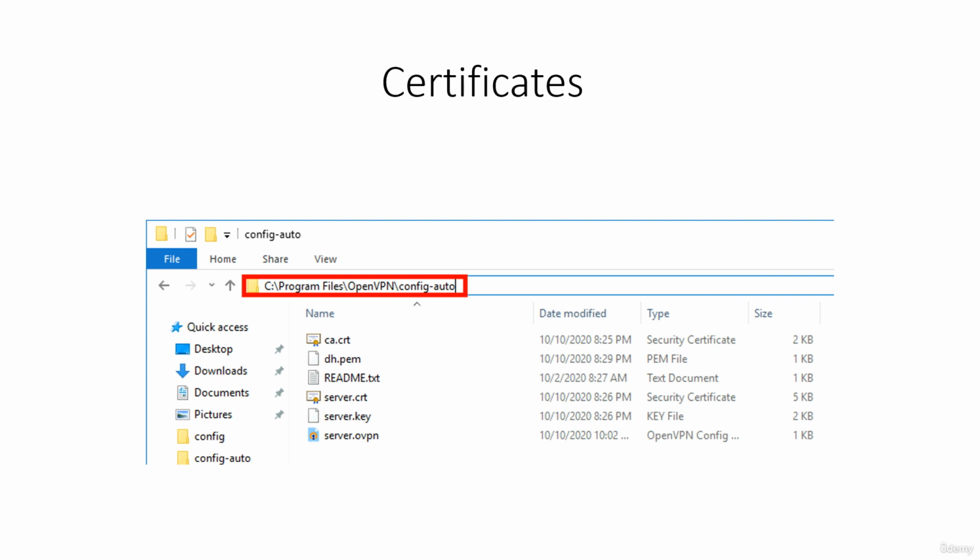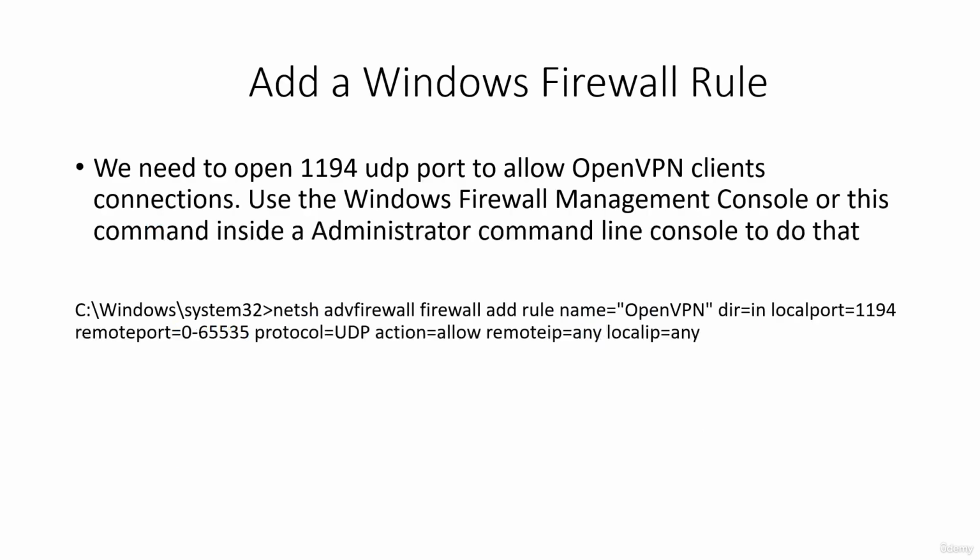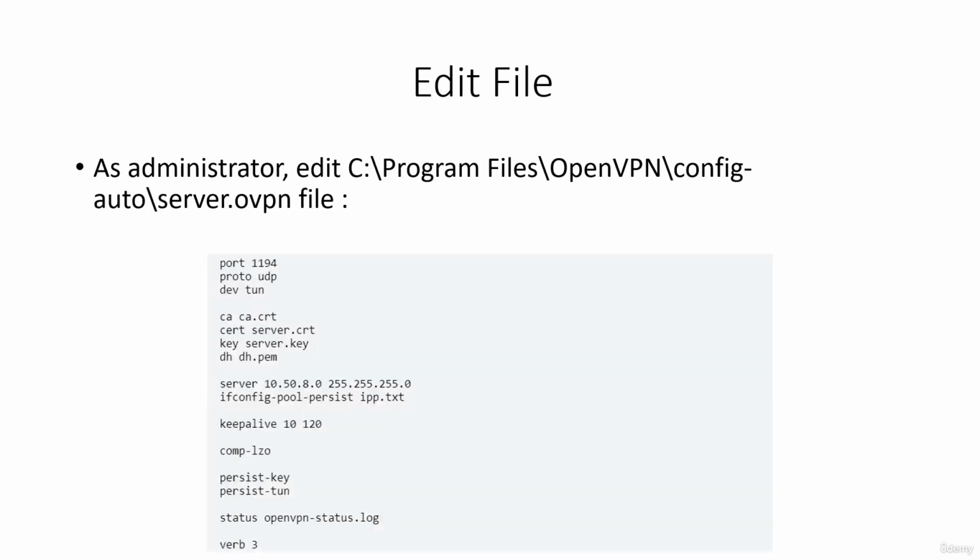And then we need to add a Windows firewall rule. We need to open port 1194 UDP to allow OpenVPN client connections. Use the Windows Firewall Management Console, or just use this command inside an administrator command line, which will do all of that. After running this command, it will open up the server.ovpn file. What you need to do is edit the OpenVPN file similarly to this.